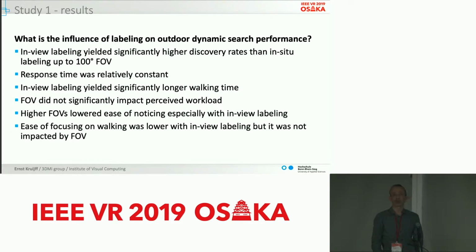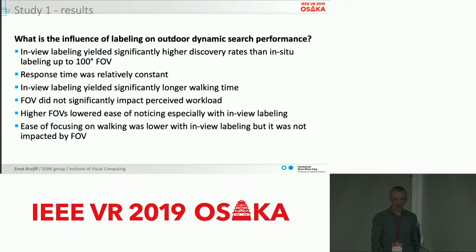Response times were relatively constant, so there was not a lot of difference between both. However, we had higher discovery rates with in view, meaning also that overall time, including the whole walking period, was longer with in view because people noticed more. How it actually occurred was that most of the time, when people were shown the targets, they would stop. Only very few people actually walked through while looking around, which was also quite difficult because the labels were completely around the user with 20-degree intervals.